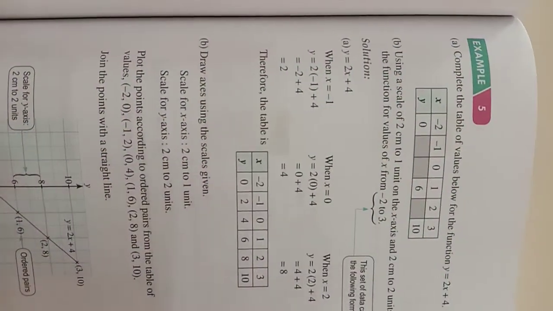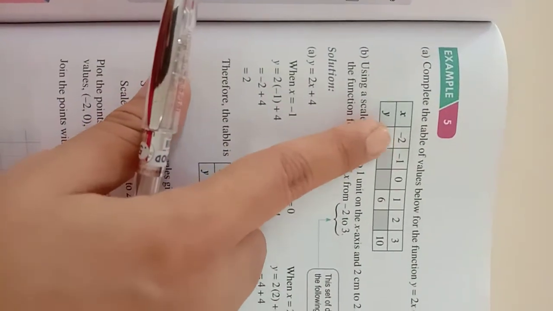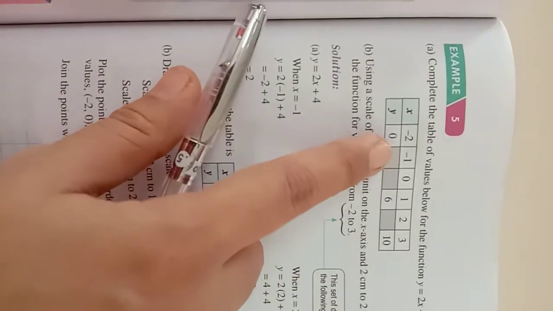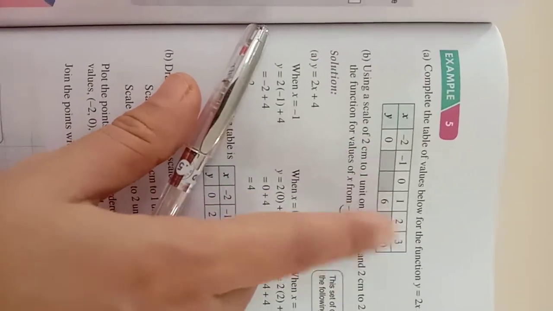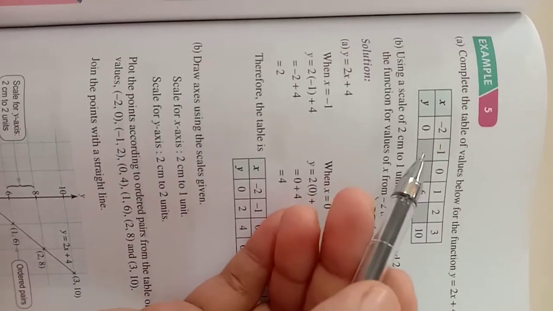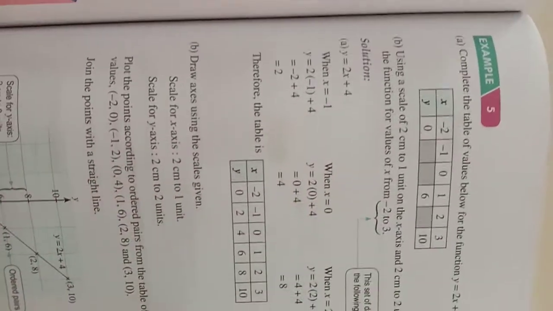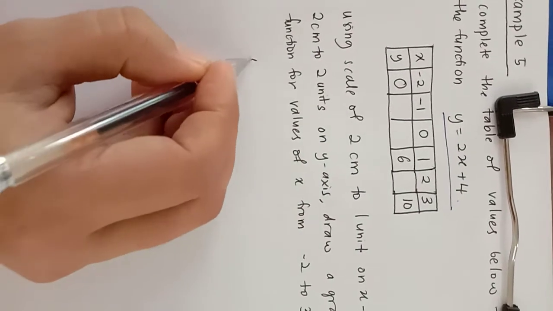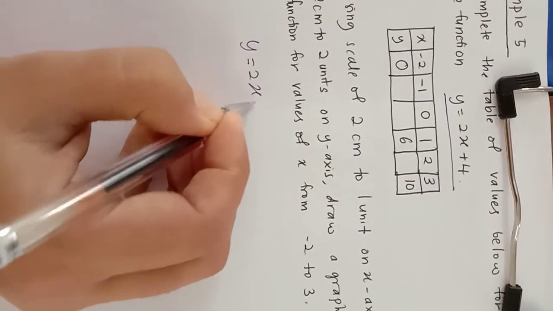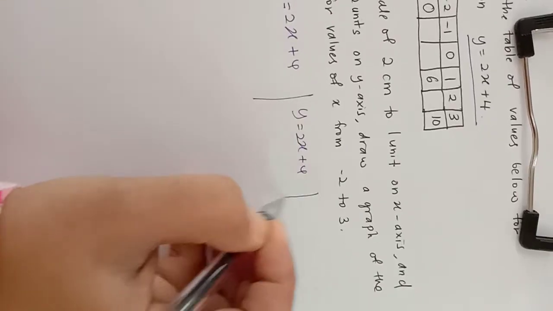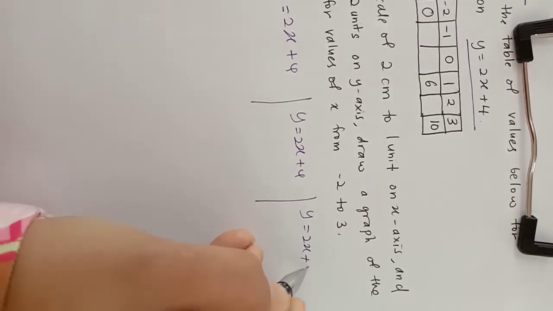The table already gives you the values of negative 2, 0, 1, 6, 3 and 10. So you just need to fill in the blanks for the three empty boxes only. You try to find the values for x equal to negative 1, 0 and 2. So how to complete it? Okay, this is my method. First, same as the previous example, you need to copy and paste the equation: y equals 2x plus 4, y equals 2x plus 4, y equals 2x plus 4.